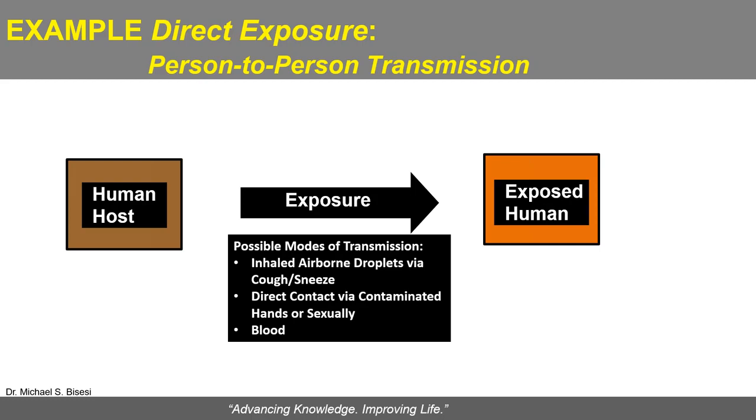And if that infection is not controlled via the immune system, that can progress further into initiating a full-blown illness, such as the flu, right? And so this is person-to-person transmission, a very simple way of representing that. And you can see some examples of possible modes of this form of transmission.